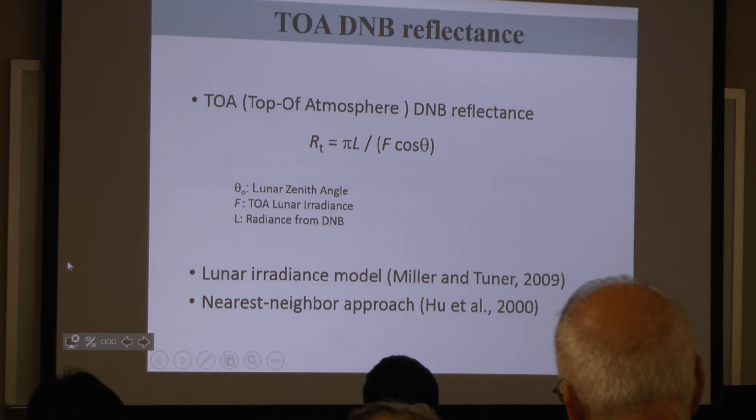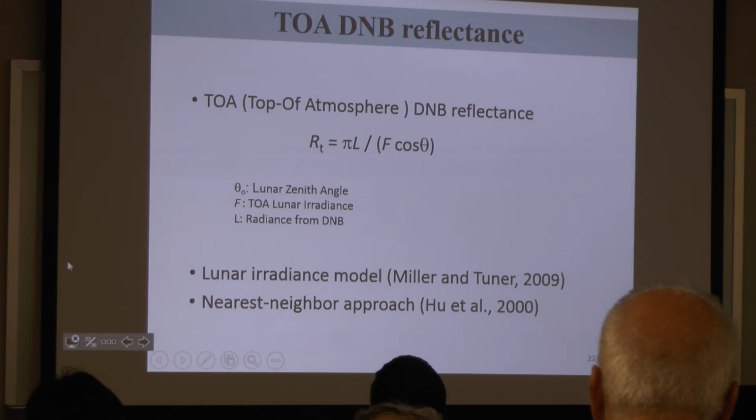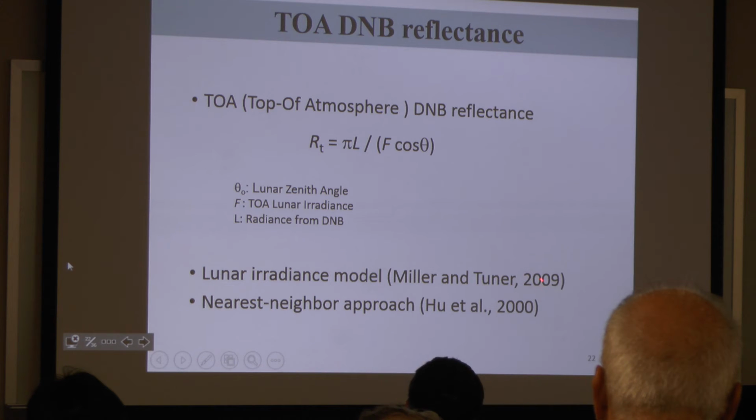For daylight band reflectance, it can be calculated through this equation, the top of atmosphere, or TOA, daylight band reflectance. R is the daylight band reflectance, and L is the radiance from the daylight band. F is the lunar irradiance. Theta is the lunar zenith angle. To calculate the lunar irradiance, I need a model, which is from Miller and Turner in 2009. To remove the influence from aerosols, I use the nearest neighbor approach from Hu et al. 2000.